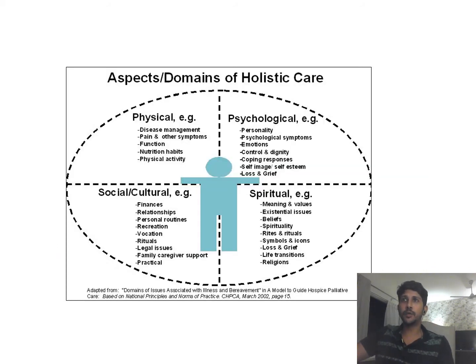Looking at the aspects of holistic care, this is a cornerstone of palliative care. We need to have a holistic approach to assess and treat our patients. So as we discussed, it encompasses the physical aspects, psychological aspects, social aspects, and spiritual aspects. You may again pause this slide and see what each element encompasses. Only a few considerations are listed under each domain here.